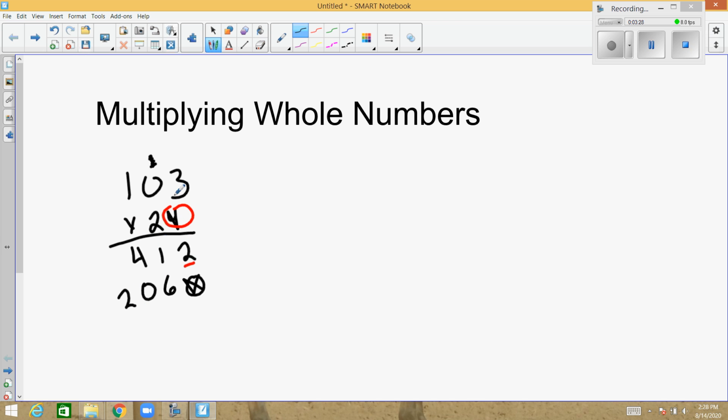Now I have 4 groups of 103, which makes 412. I have 2 groups of 103, which is 206. So I have 2 and 4 groups, which gets me 2, 7, 4, 2. I'm adding groups. I'm adding 4 groups of 103 to 20 groups of 103, and I get a total answer of 2,472. All right. As the numbers get much larger, you just get to do this more and more and more.